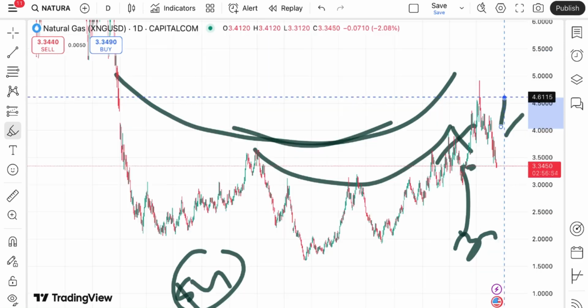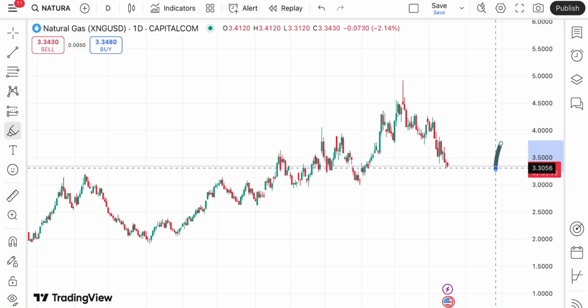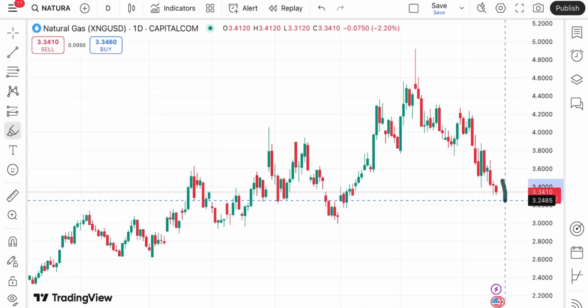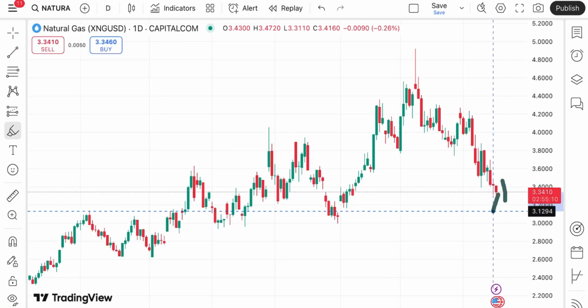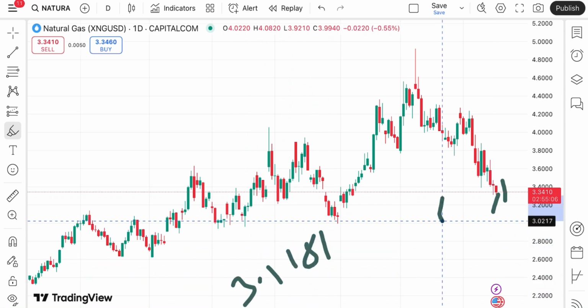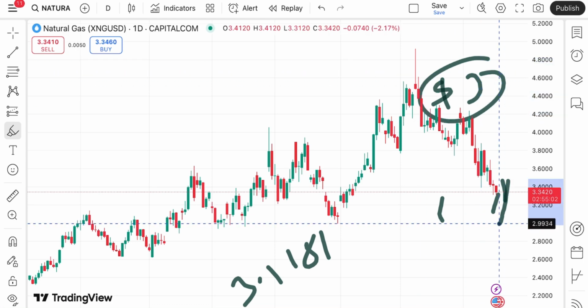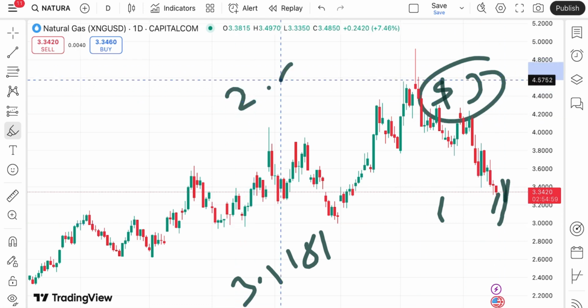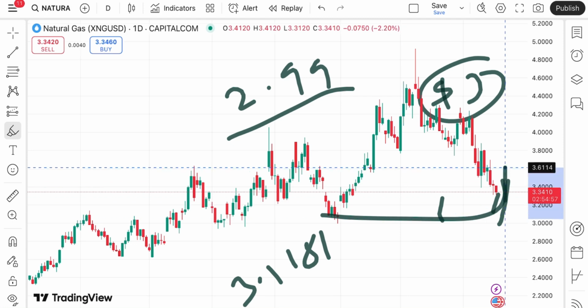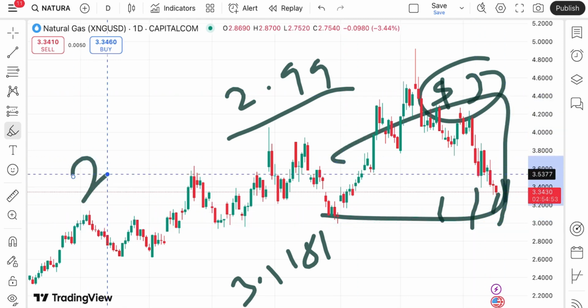Coming back again to the natural gas price, if the price doesn't sustain this level of $3, chances are high it will go further down towards 3.2, and from there this gap will be filled at a level of $3.1181. If that doesn't sustain, we can see a level of $3. If the price goes below that level, the chance of touching 2.99 we can see, and then there will be a zone breakout for the fall towards a level of $2.9.